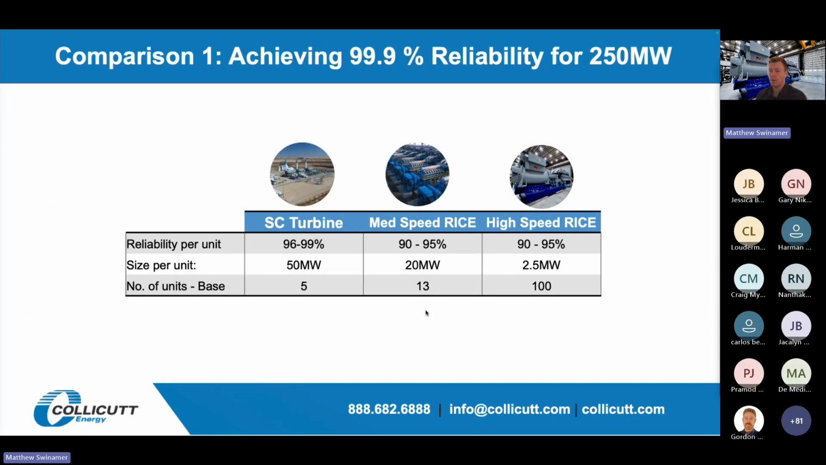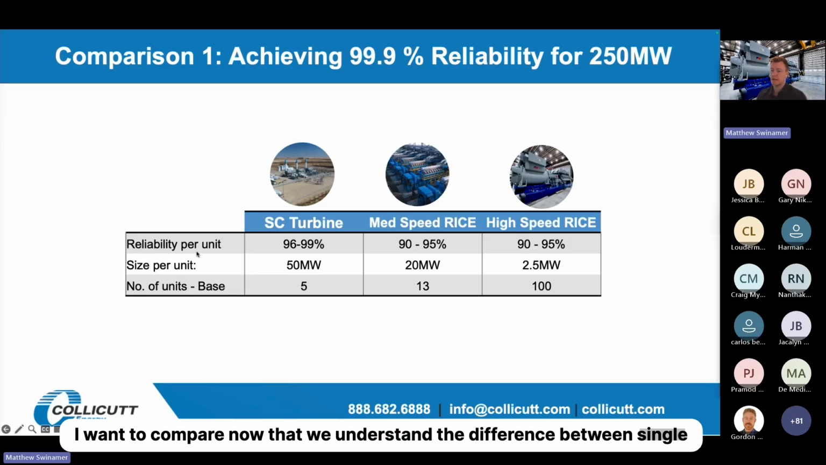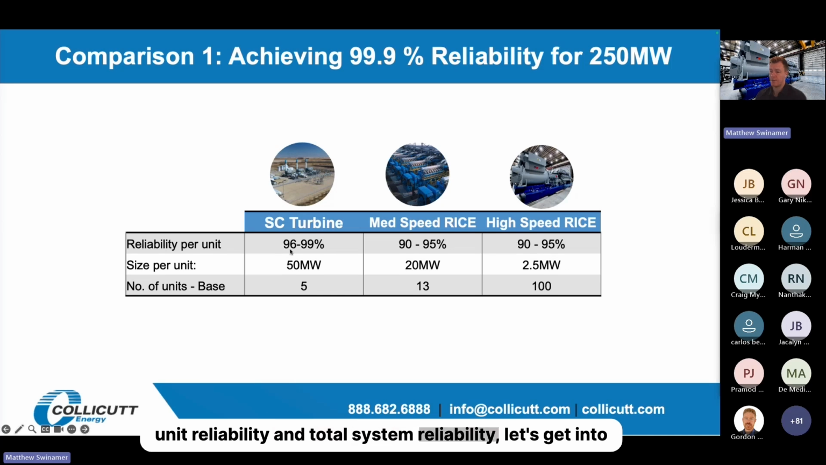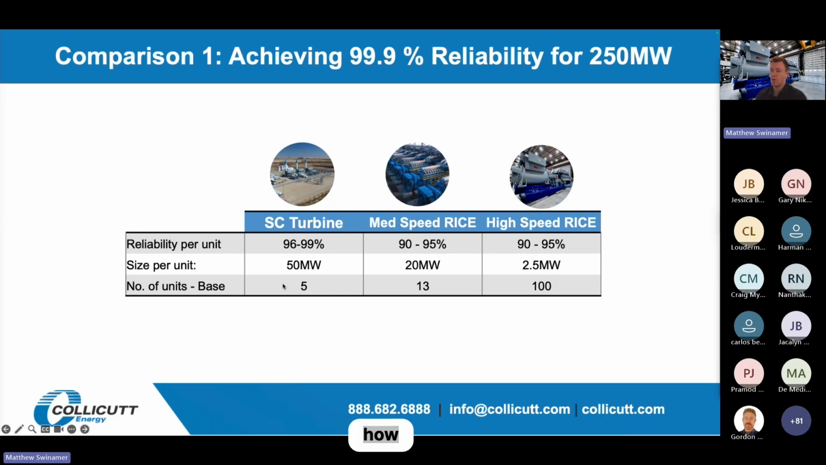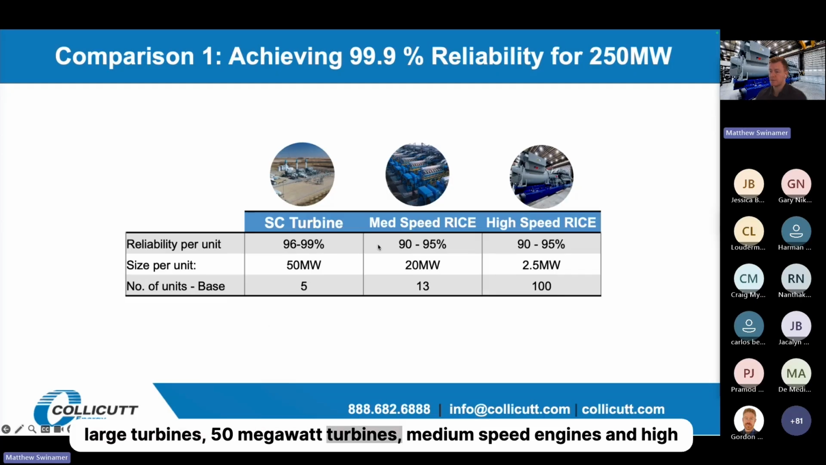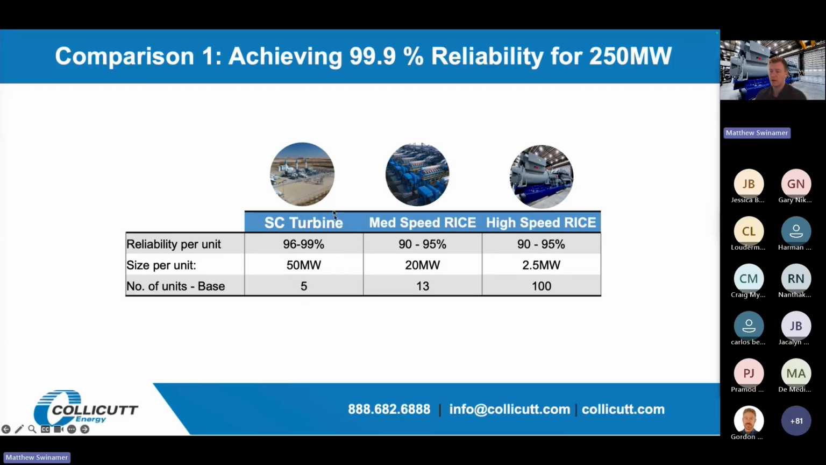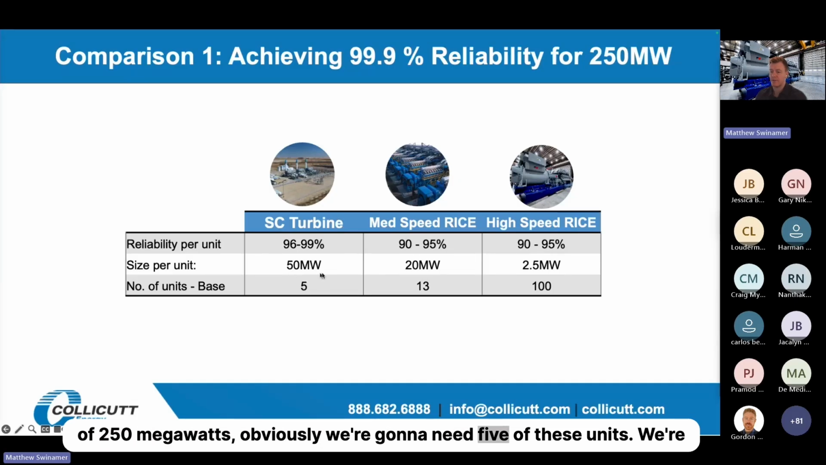So I want to compare, now that we understand the difference between single unit reliability and total system reliability, let's get into how large turbines, 50 megawatt turbines, medium speed engines, and high speed engines work together to achieve that 99.9% reliability. So to meet the base load of 250 megawatts, obviously we're going to need 5 of these units. We're not considering any sort of elevation or temperature derate. We're assuming that we're able to produce that full 50 megawatts. 13 20 megawatt medium speed, and I know this sounds like a lot, but 100 2.5 megawatt recips to meet that base load.